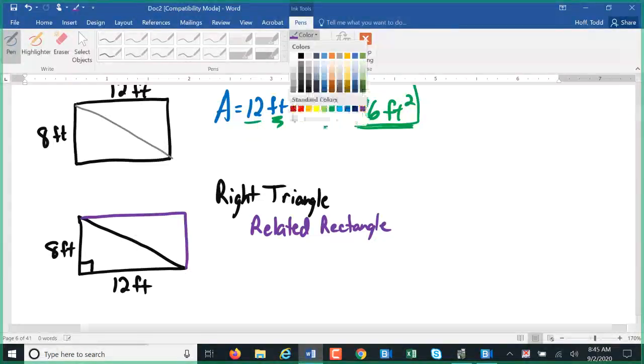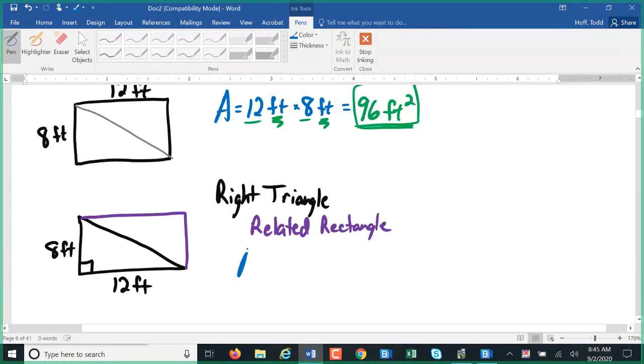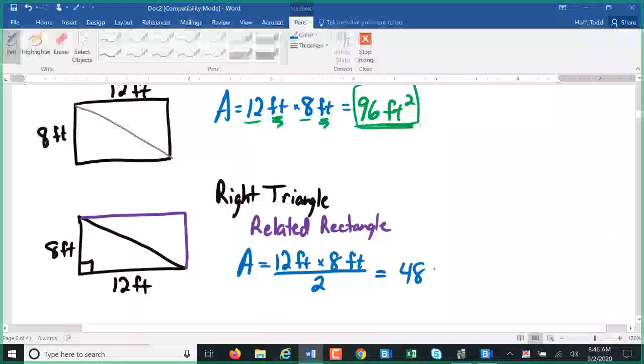The area of that related rectangle is 12 feet times 8 feet. Since the triangle is exactly half of that, we either multiply by 1/2 or divide by 2. So the area of the triangle is 48 square feet, or half of that related rectangle.